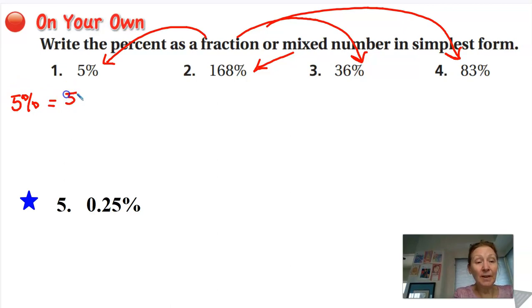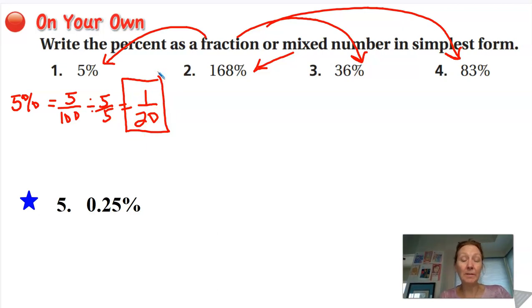Okay, so I start by writing 5%. And I know it's just 5 over 100. And then I look for common factors, divide out. I'm going to divide by 5 and 5, and I get 1/20. So 5% is equal to 1/20.